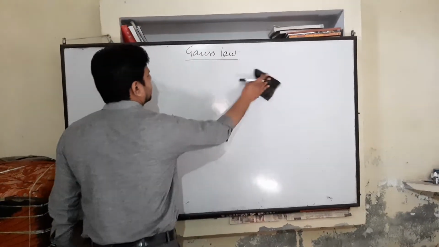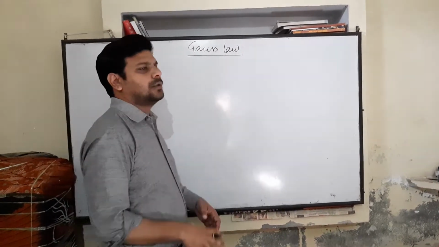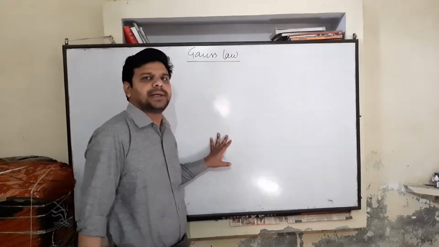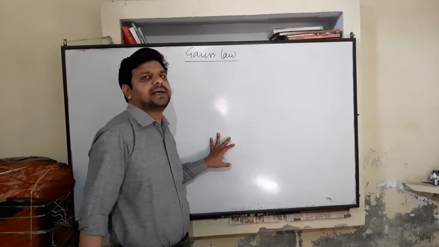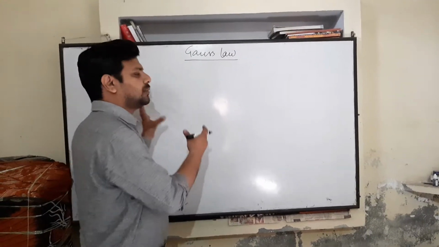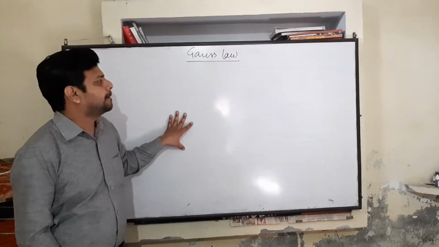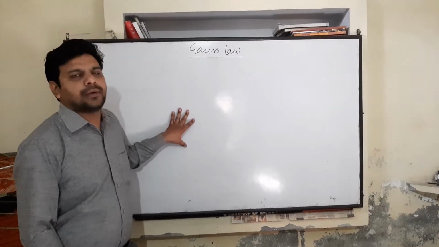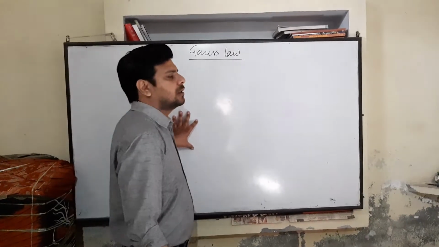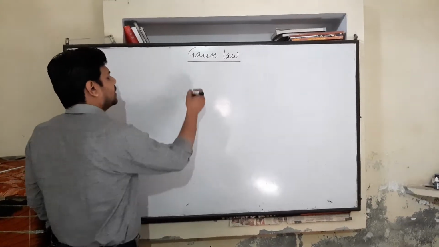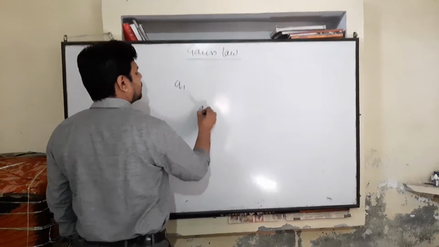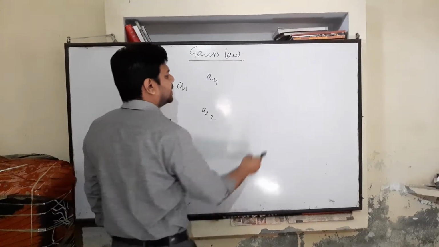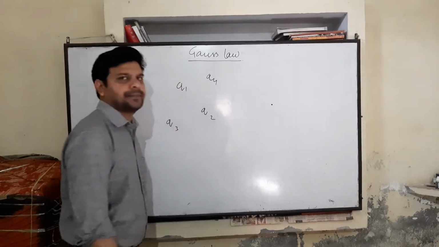But if we have more than one charge, then the process becomes very complicated, because to find the electric field due to a given charge configuration at a point, we have to use the superposition principle, which is quite complicated. Consider we have some charges and we have to find the net electric field at this point.